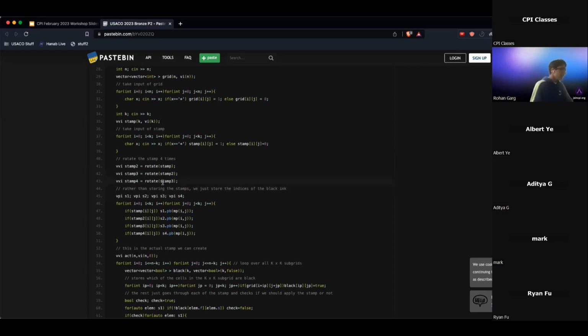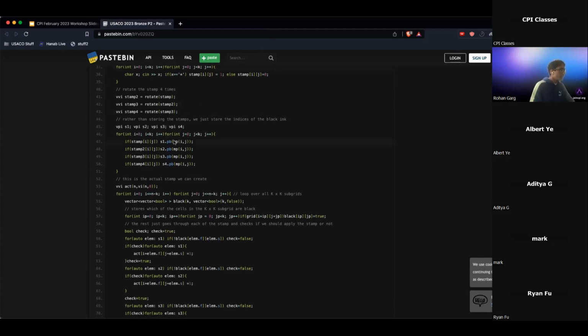The next step is actually not necessary, but I did it to make the code a bit easier to work with: instead of storing the entire stamp, I just stored the indices of the inks. So this is a vector of pairs, and I went through each cell in the k by k stamp. If there was ink there, represented by if stamp ij, then I added it to the vector of pairs to indicate that there's ink there, and when we stamp, it'll be black.